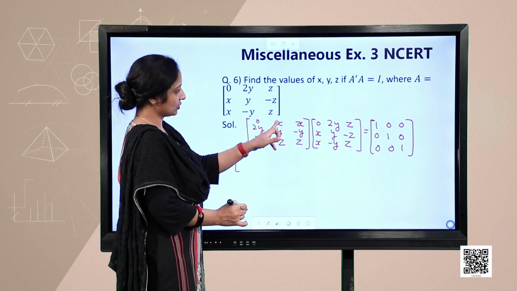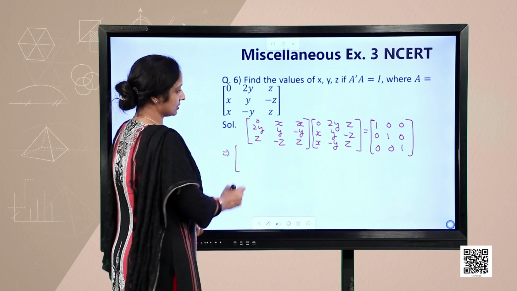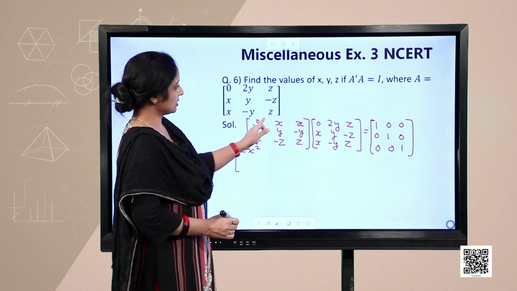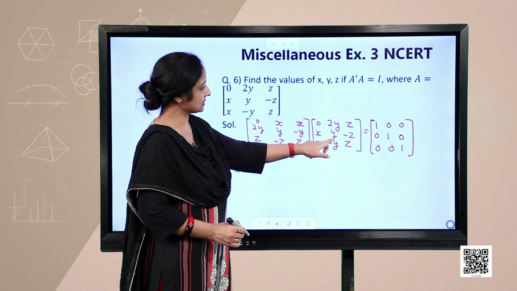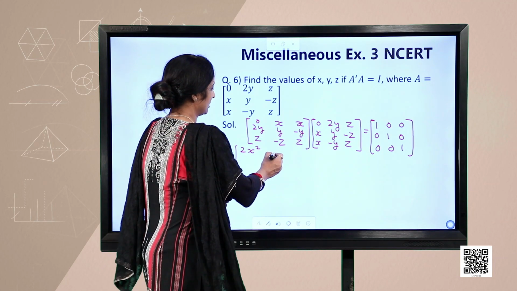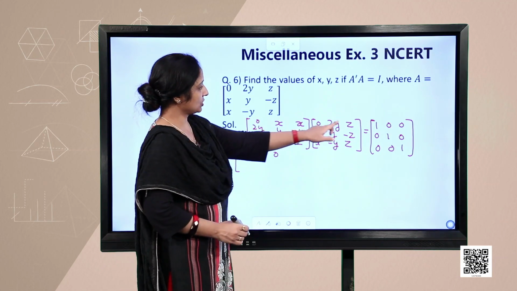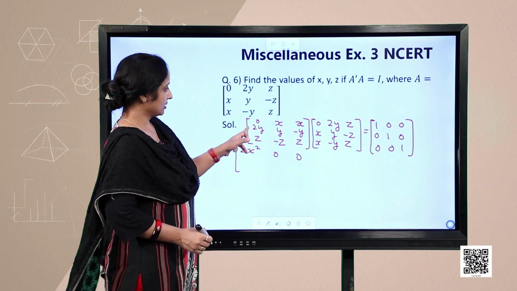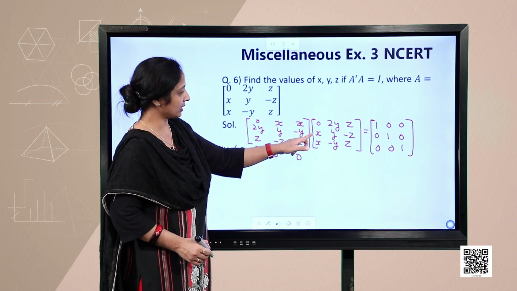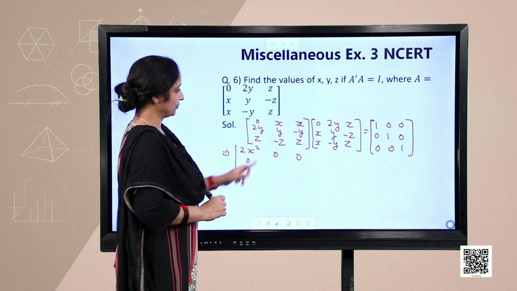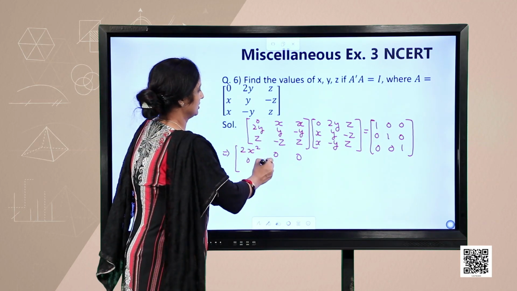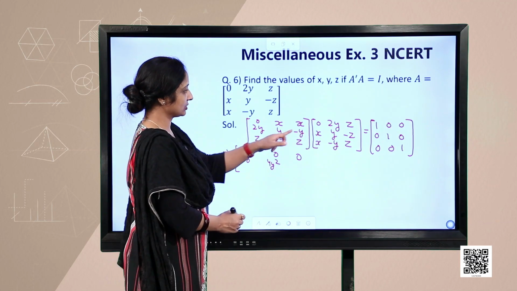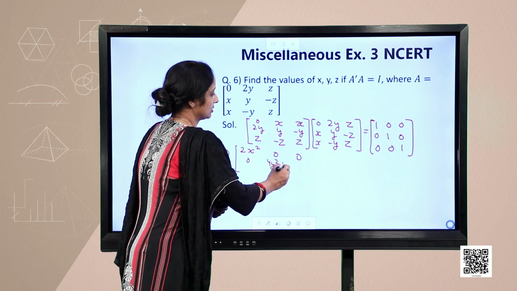0 will be multiplied by 0 plus x into x plus x into x, which is giving us 2x square. Then 0 into 2y plus x into y minus x into y is giving you 0. 0 into z minus xz plus xz is giving you 0. The next term, 2y into 0, xy minus xy is 0. 2y into 2y is 4y square, y into y plus y square and plus y square more.